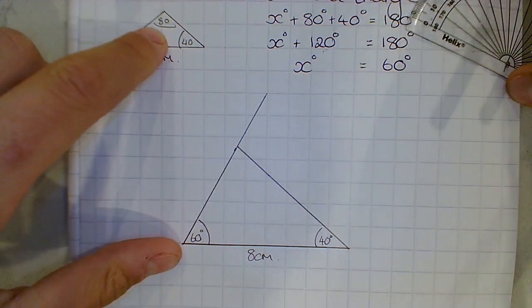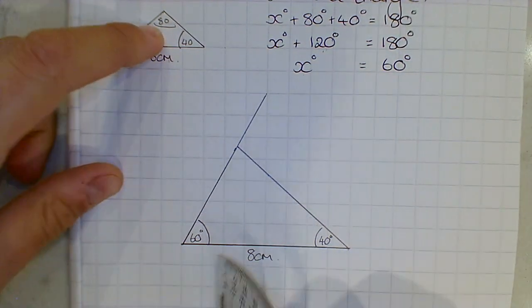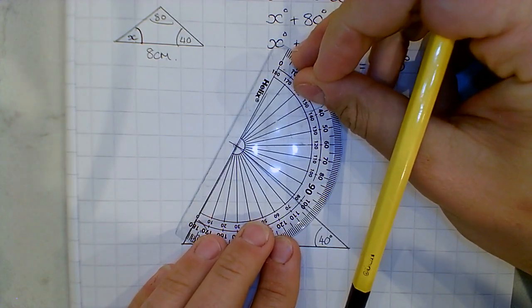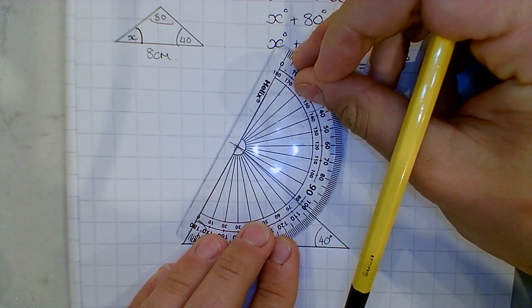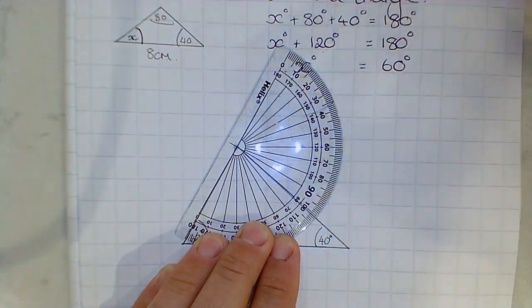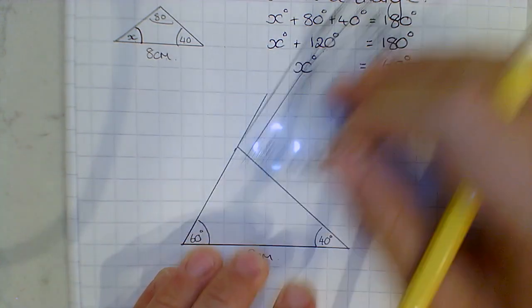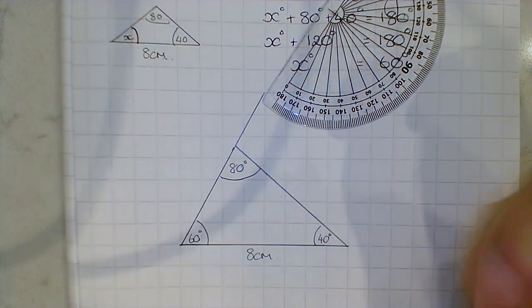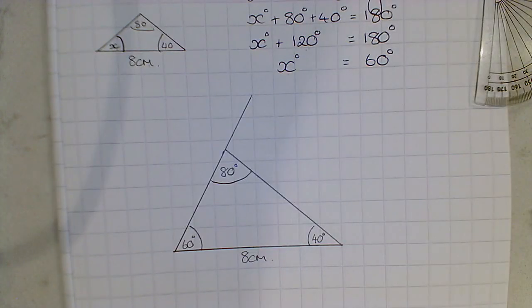And then I can just check, because the information I was given is I was told that top angle was 80. I haven't measured that, so if I quickly check now, it should be 80 degrees, and as we can see, I'm at 80 degrees just there. Okay, so I know that is 80. And then I'm done.